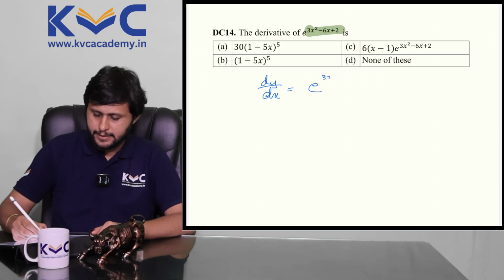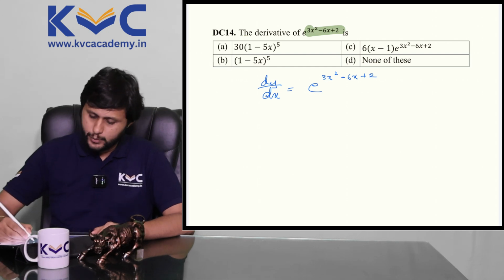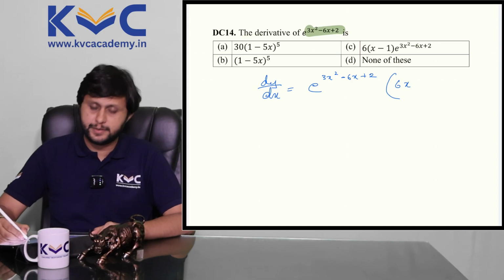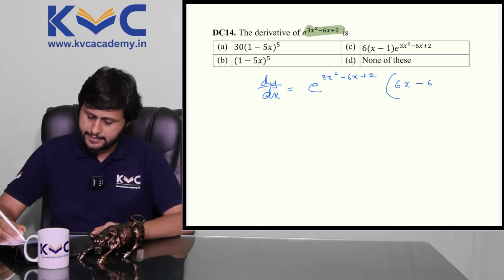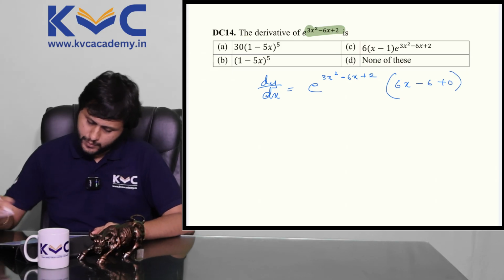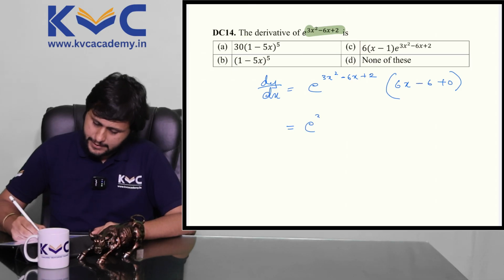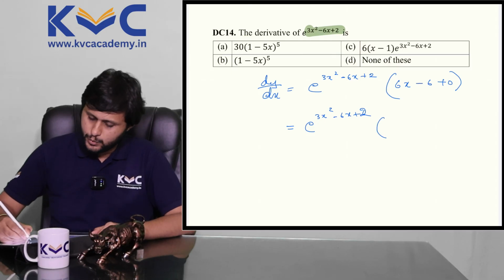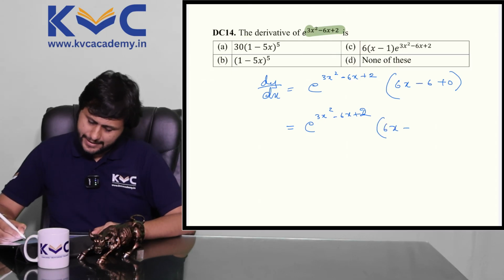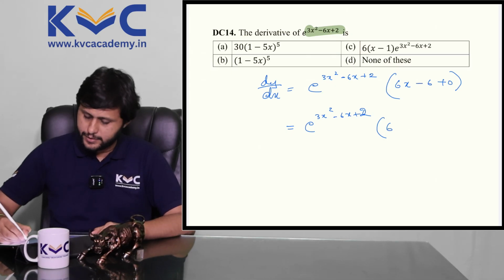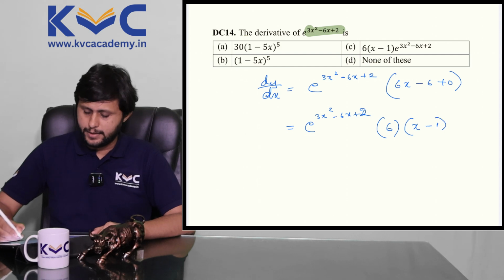So we have e to the power 3x square minus 6x plus 2, whole into differentiation of 3x square, 6x; differentiation of 6x, minus 6; differentiation of 2, plus 0. So what's remaining now? We have e to the power 3x square minus 6x plus 2 into 6x minus 6, or we can take 6 outside the bracket also. Yes, 6 will take outside the bracket. We have x minus 1.